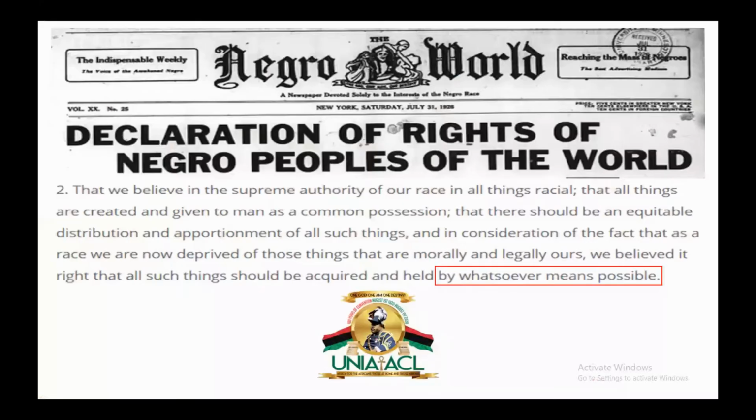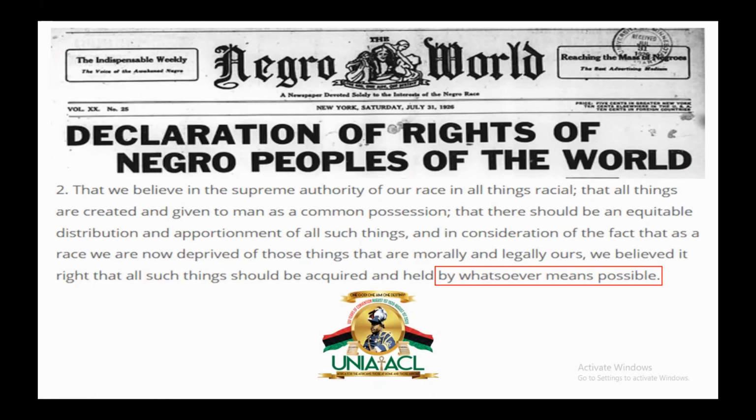Moving forward. Again, we see that we believe in the supreme authority of our race in all things racial. Okay, and everything that we're supposed to have as a people, it don't matter what it is or who specifically supposed to have it. If one person is supposed to have $47, we are to make sure that that person has his $47 and not expect anything from it. Okay. And however, it has to happen. You see down here at the bottom, by whatsoever means possible.